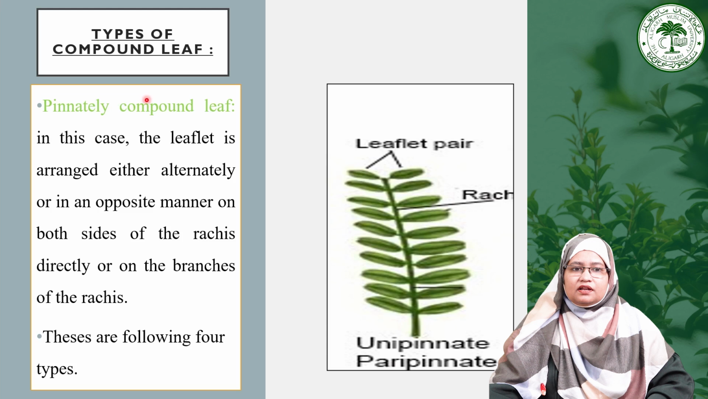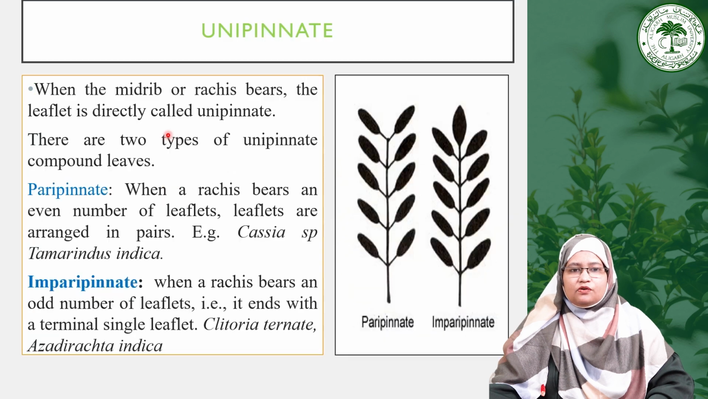In the pinnately compound leaf, the leaflets are arranged either in an opposite manner or alternately on the rachis of the branches. As you can see, these are the leaflets that are arranged in an opposite manner. These pinnately compound leaves are further classified into four types, and the first one is the unipinnate, in which the rachis bears the leaflets directly. The unipinnate further has two categories, paripinnate and imparipinnate.